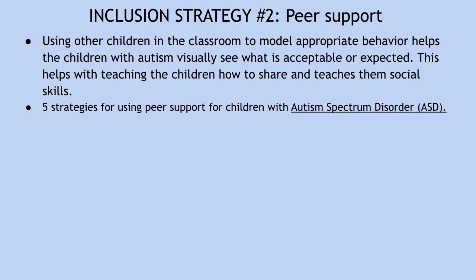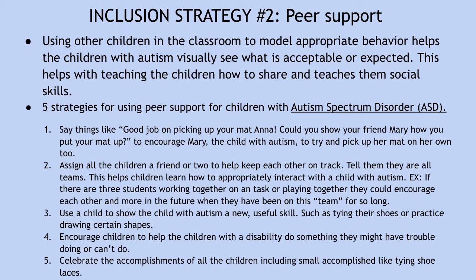Yeah. Inclusion strategy number 2 would be peer support. This is using other children in the classroom to model appropriate behavior. It helps the children with autism visually see what is acceptable or expected. This helps with teaching the child how to share and teaching them social skills. This will be 5 strategies for using peer support for children with autism spectrum disorder.